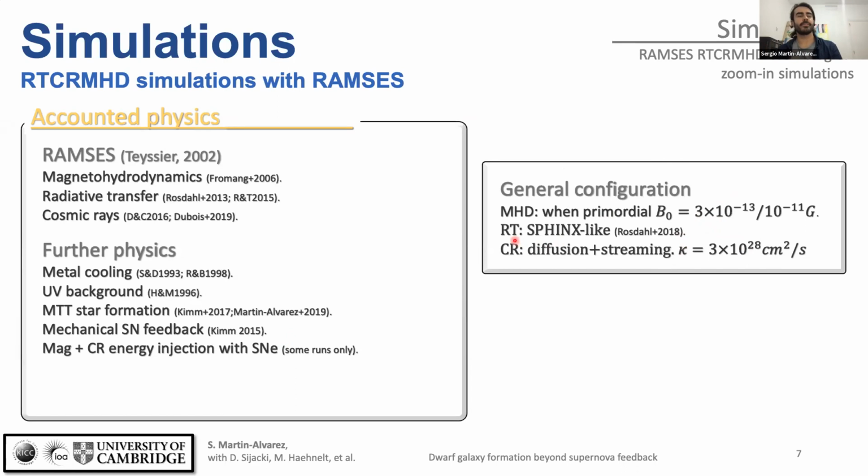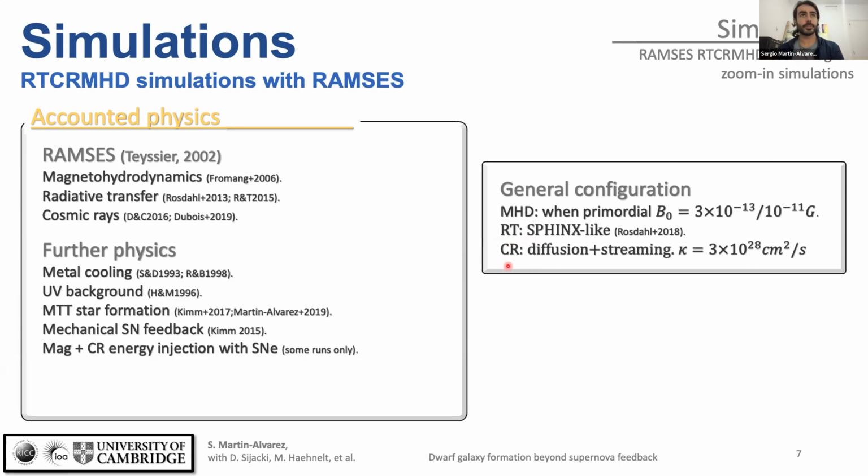Then we also have radiative transfer following the SPHINX model. So the idea here is that the SPHINX simulations are these cosmological boxes with a relatively modest volume, but they employ radiative transfer on the fly to reproduce the reionization history of our universe. And they actually get a quite realistic reionization history.